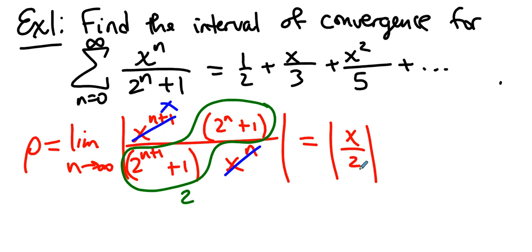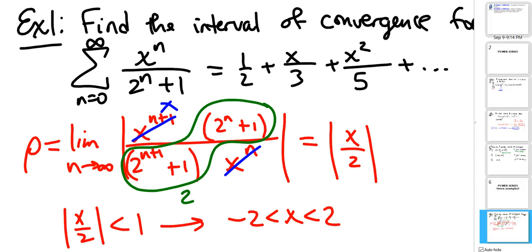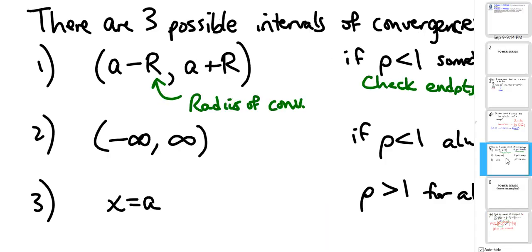So what's the interval of convergence? It's the set of x values for which x over 2 is less than 1. Where is x over 2 less than 1? Well, that happens between -2 and +2. So this is the scenario that we talked about here.